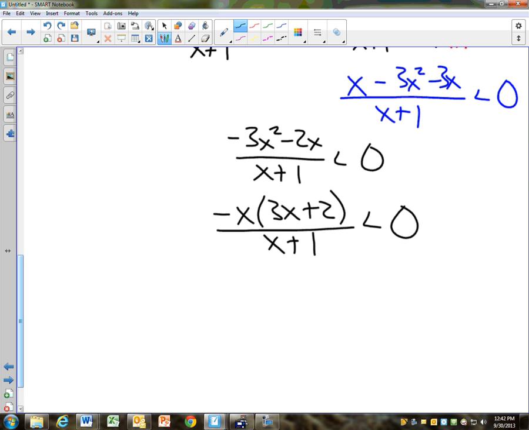Do you like the negative? I don't. Get rid of it. Multiply both sides by a negative. That switches the sign. Excellent. I now set up my interval.